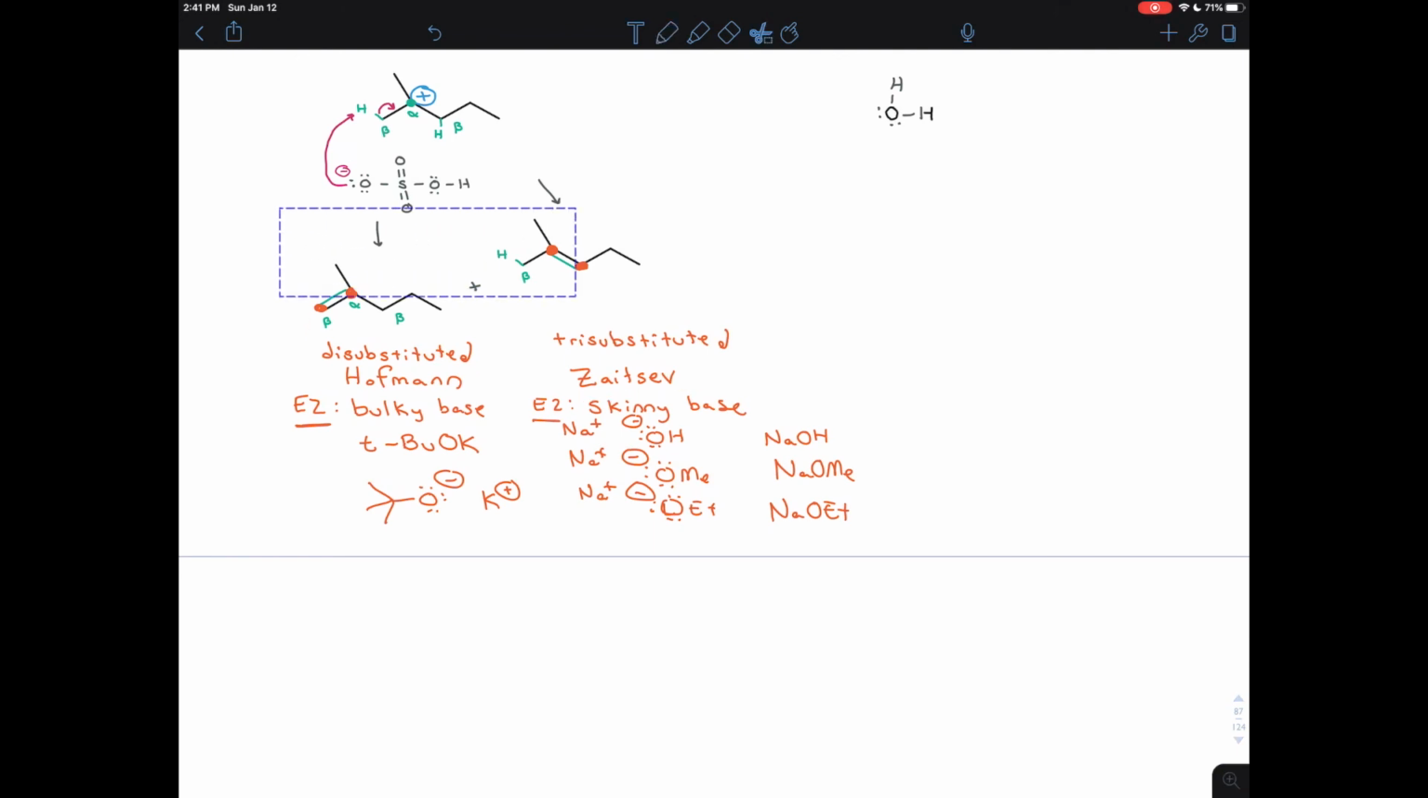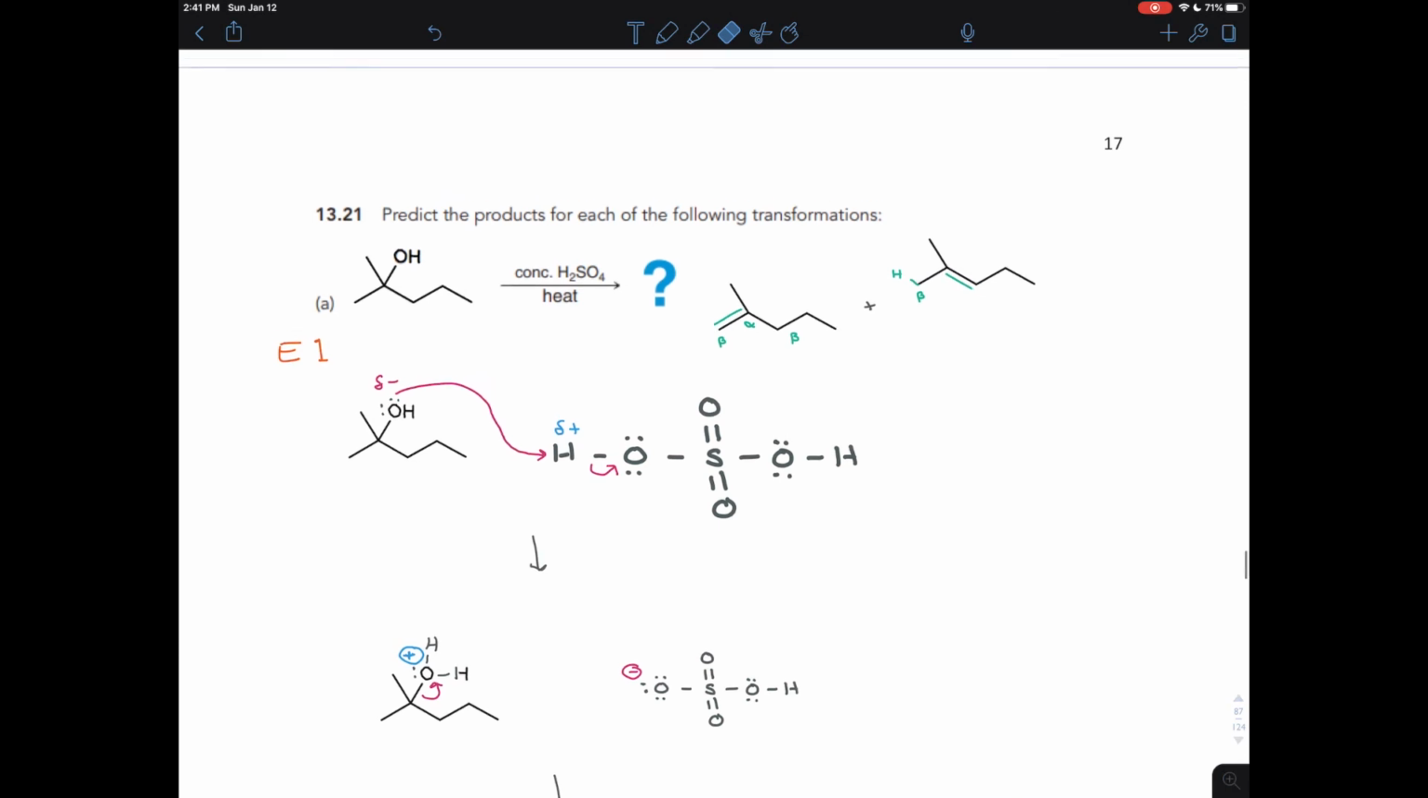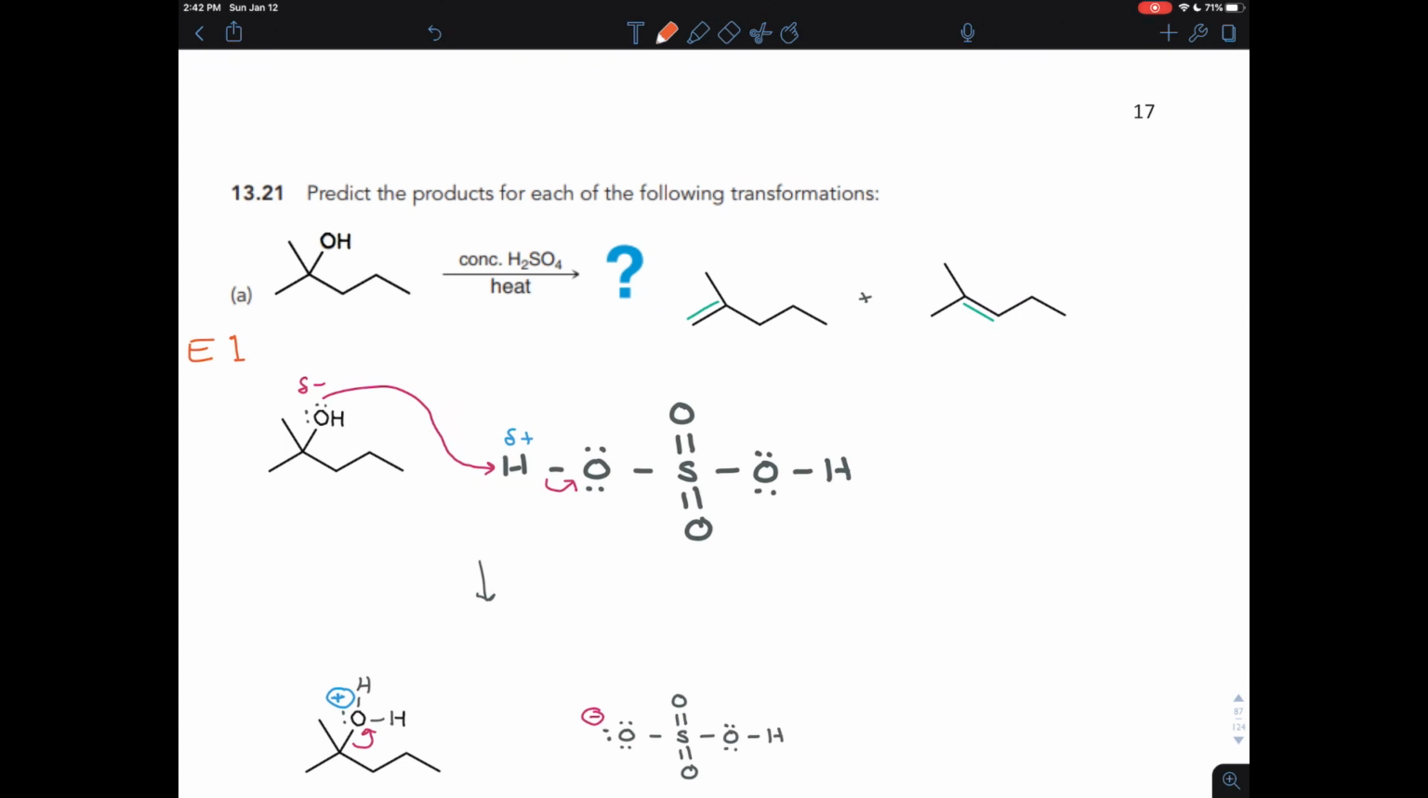So let me draw these two products, copy and paste these, where we're predicting our answer. These are two products. We're going to get both of them, but because this is an E1 mechanism, and that will always be true when you use concentrated sulfuric acid and heat, the more substituted product, here this tri-substituted one on the right, is your major product. And the less substituted one on the left is your minor product.